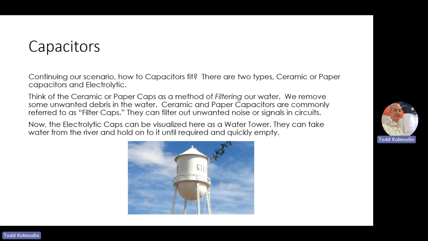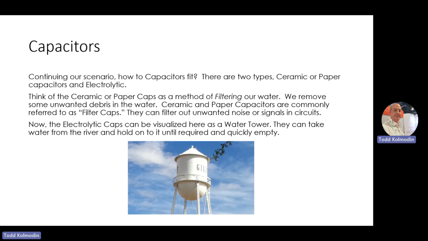And think of those as filtering our water supply. They remove maybe unwanted debris from the water. Ceramic and paper caps are commonly used or commonly thought of as filter caps. They can filter unwanted noise or signals when we have them in our circuits.